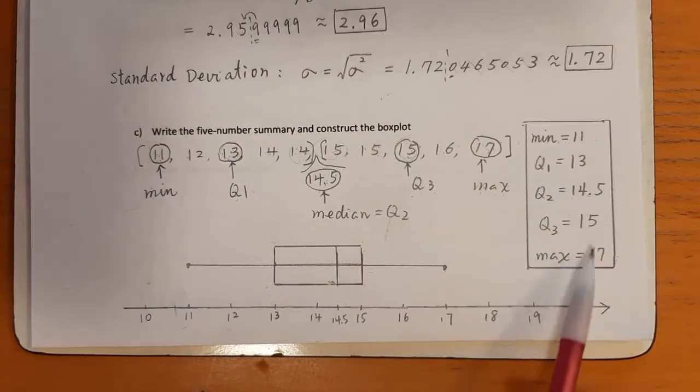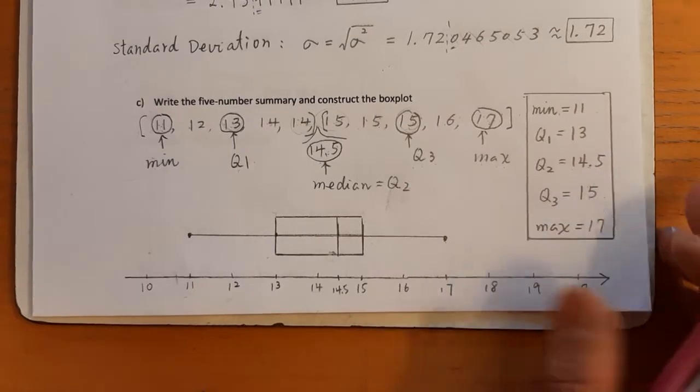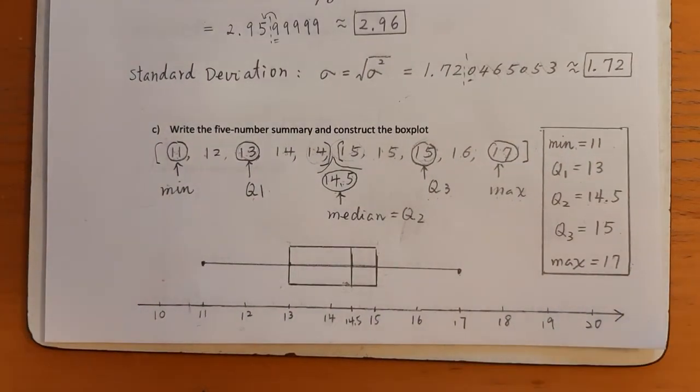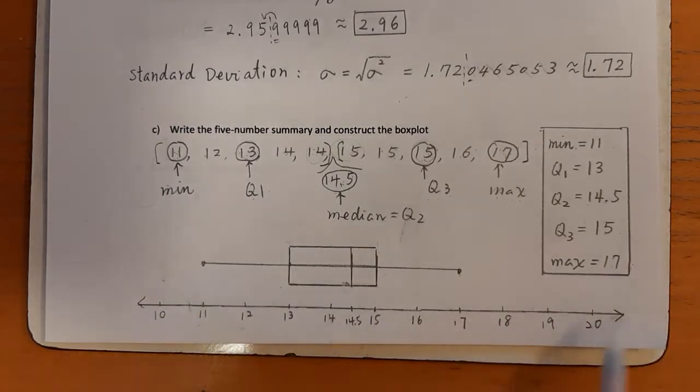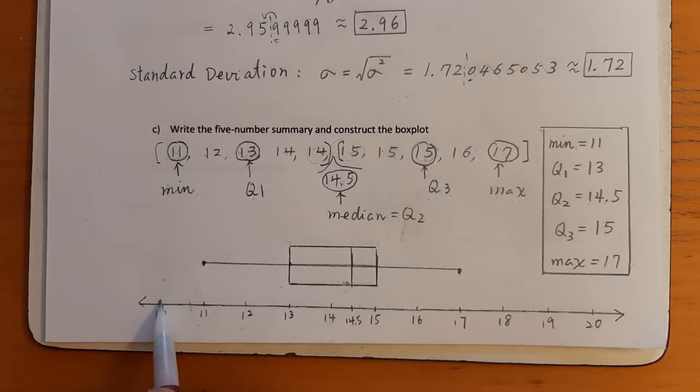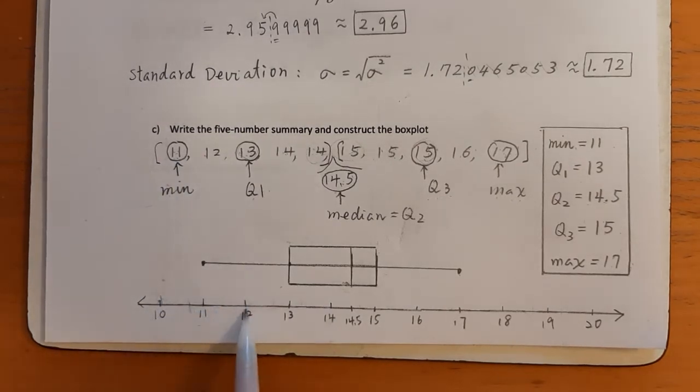And using those 5-number summary values, we construct the box plot. When we construct the box plot, first of all, we need to draw a real number line. Use a ruler and mark 10, 11, 12, 13, 14, 15, because here the data started at 11. And you have to keep equal distances: 1 unit, 1 unit, 1 unit, 1 unit. Use the ruler so you get equal lengths.